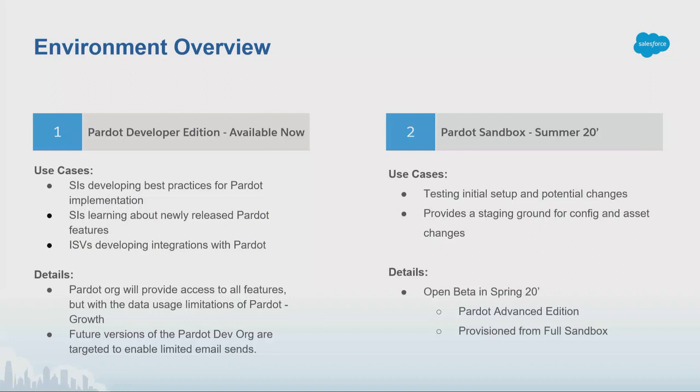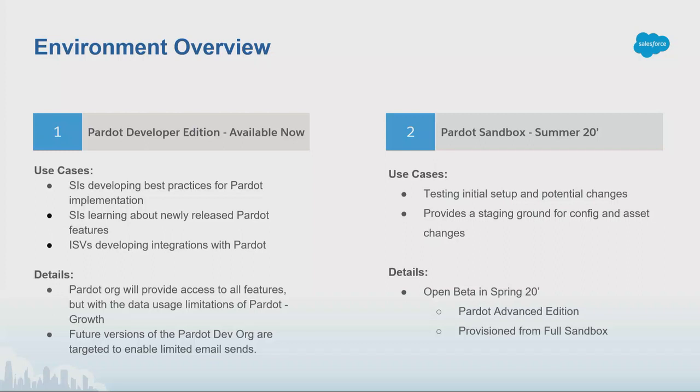So now that we talked about how you integrate, let's talk about where you develop. Currently we have the Pardot Developer Edition available for our partners and ISVs. This is ultimately a blank organization that gives you access to Pardot so that you can understand the feature functionality, but it also gives you access to the API so they have a place to develop and test these extensions. And then what we're moving into is our Pardot sandbox.